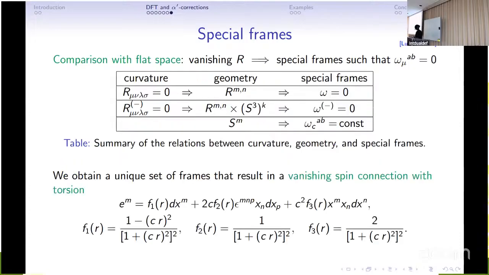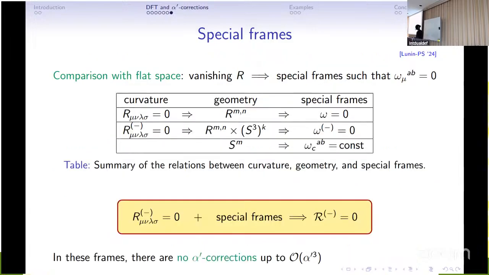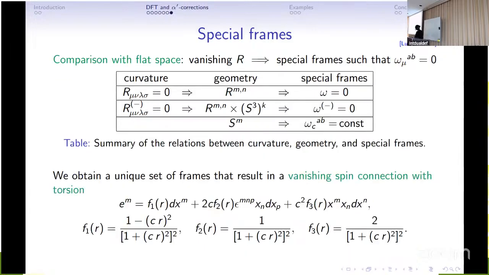That makes things much easier. It actually turns out that we can obtain a unique set of frames, which is going to result in a vanishing spin connection with torsion. For the particular case that I have been talking about, the near horizon NS5 case, the set of frames look something like this.